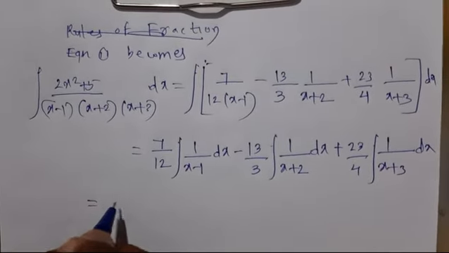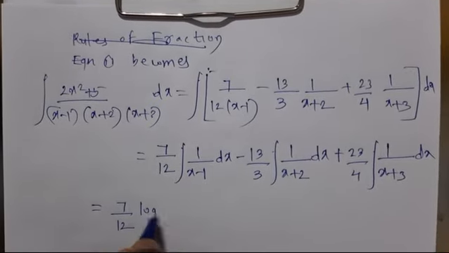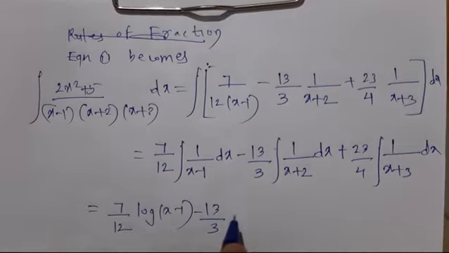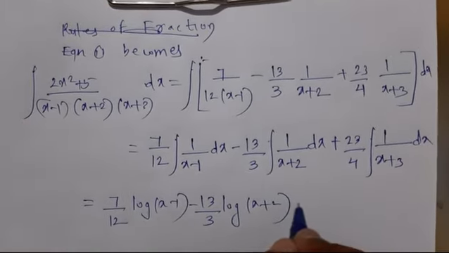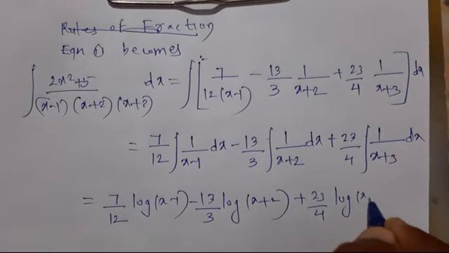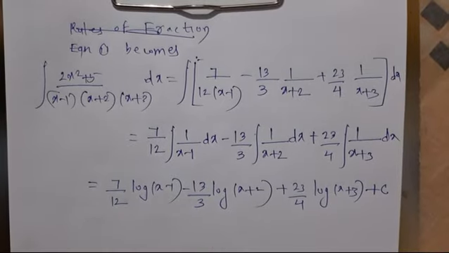So this implies 7 upon 12, I will write as it is. Integration of this one is log of x minus 1, minus 13 upon 3, integration of this one is log of x plus 2, plus 23 upon 4 into log of x plus 3, plus some integration constant c. Thank you.